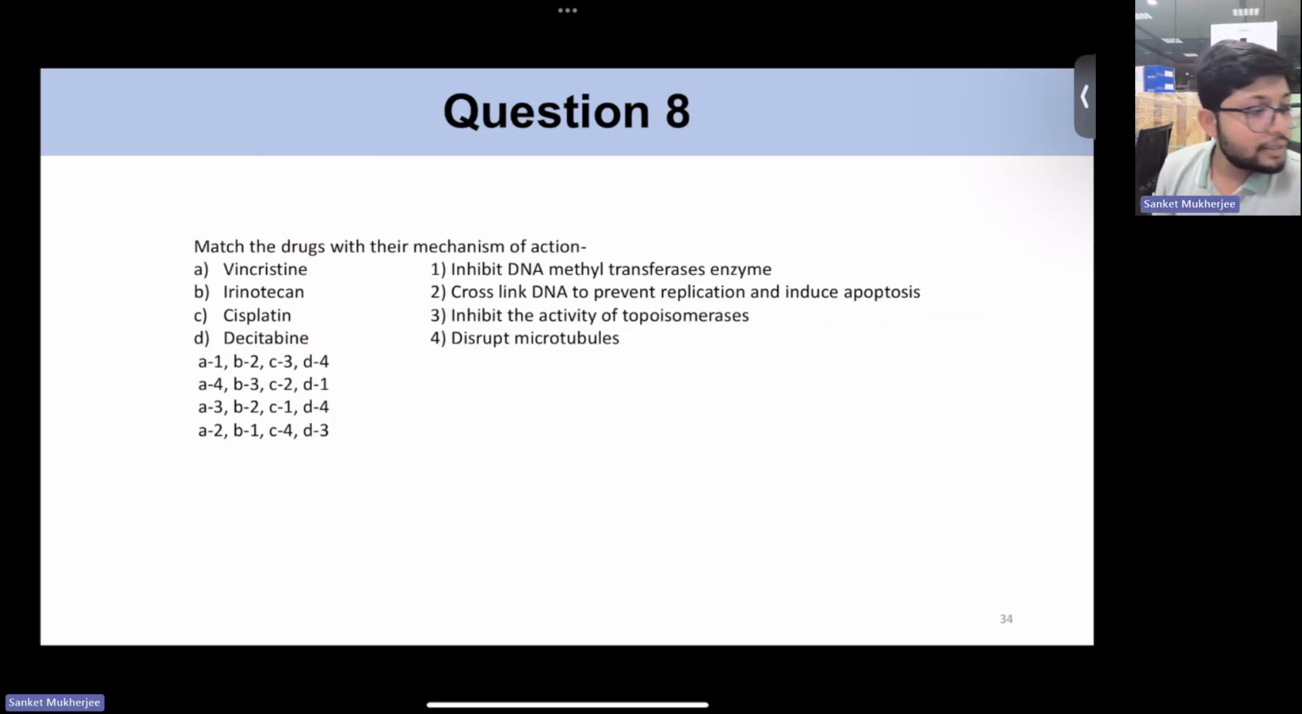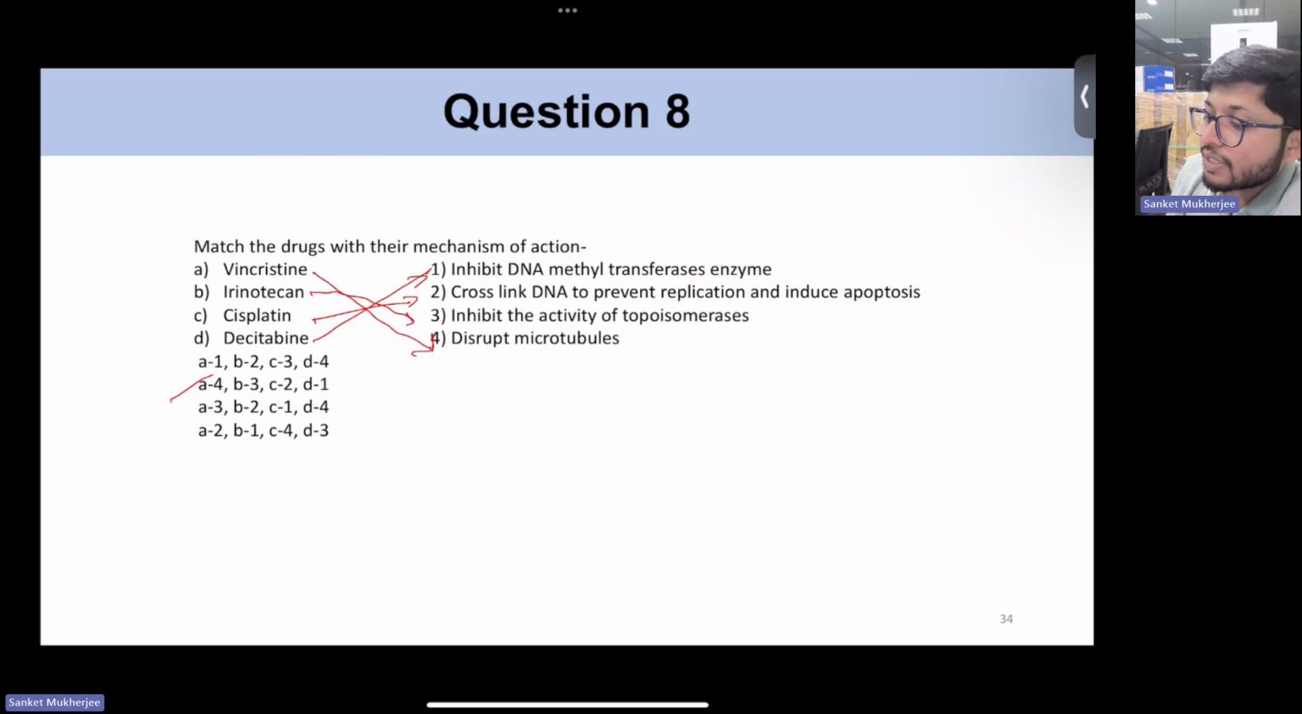Match the drugs with their mechanism of action. So vincristine is to disrupt the microtubules. Irinotecan is to inhibit the activity of topoisomerase. Cisplatin is to cross-link DNA to prevent replication and induce apoptosis, and then decitabine is to inhibit DNA methyltransferase. So it's actually A4, B3, C2, D1.